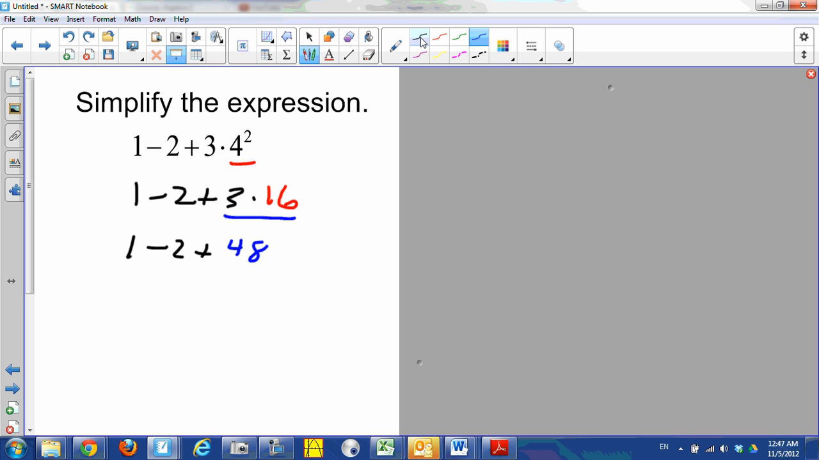Okay, now, what's next? Does addition come before subtraction? No, addition and subtraction are the same level in the order of operations. So you do whichever one comes first, and the subtraction comes first. So we'll take this subtraction and we'll get negative 1. Negative 1 plus 48 gives us 47.